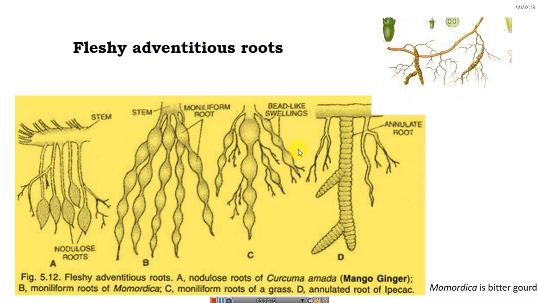And then again the moniliform roots are also found in some grasses. So these are the bead-like swellings in their fibrous root system. And then you have annulated fleshy adventitious roots in ipecac. So this figure is also included to show you the annulated type of fleshy adventitious roots in the ipecac.